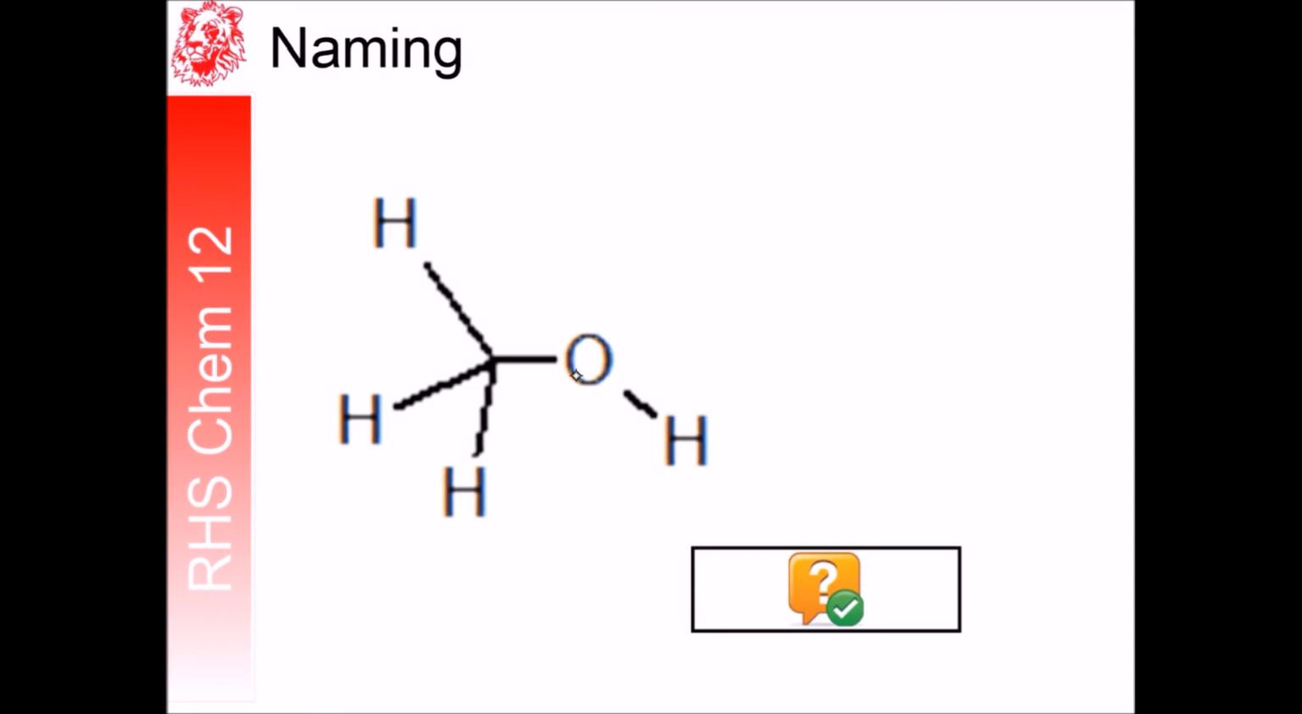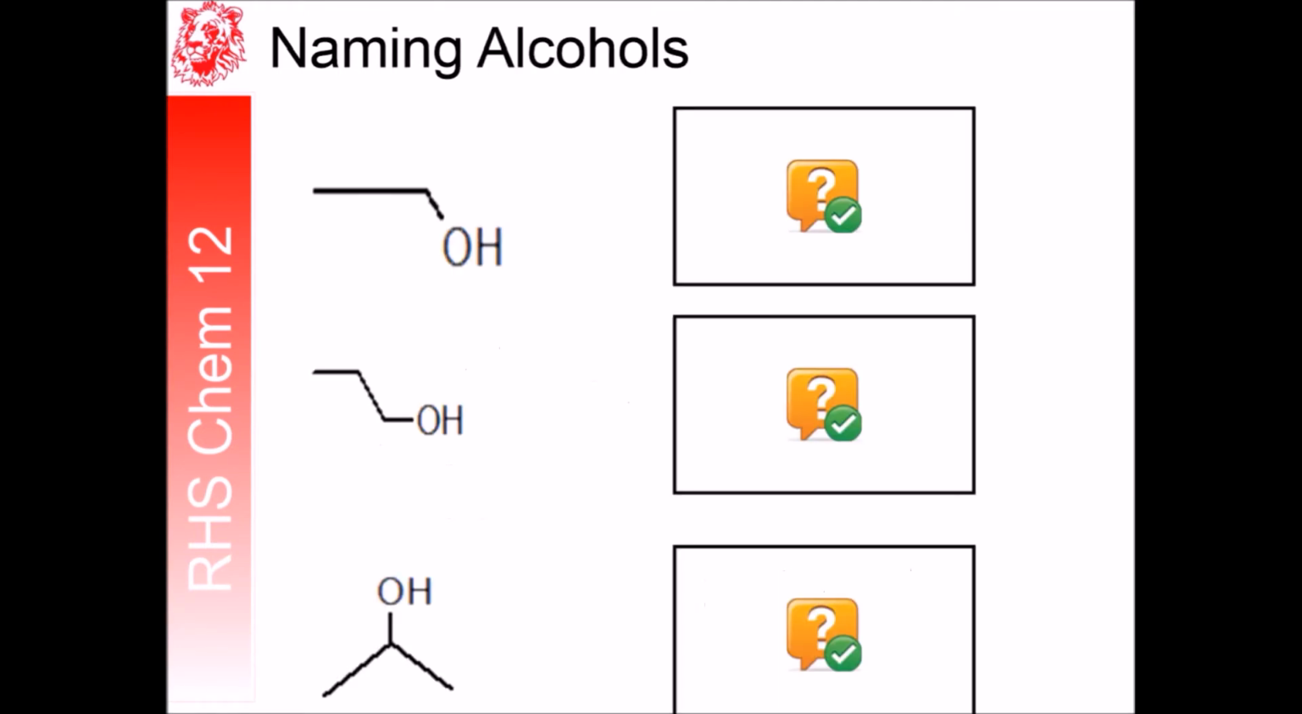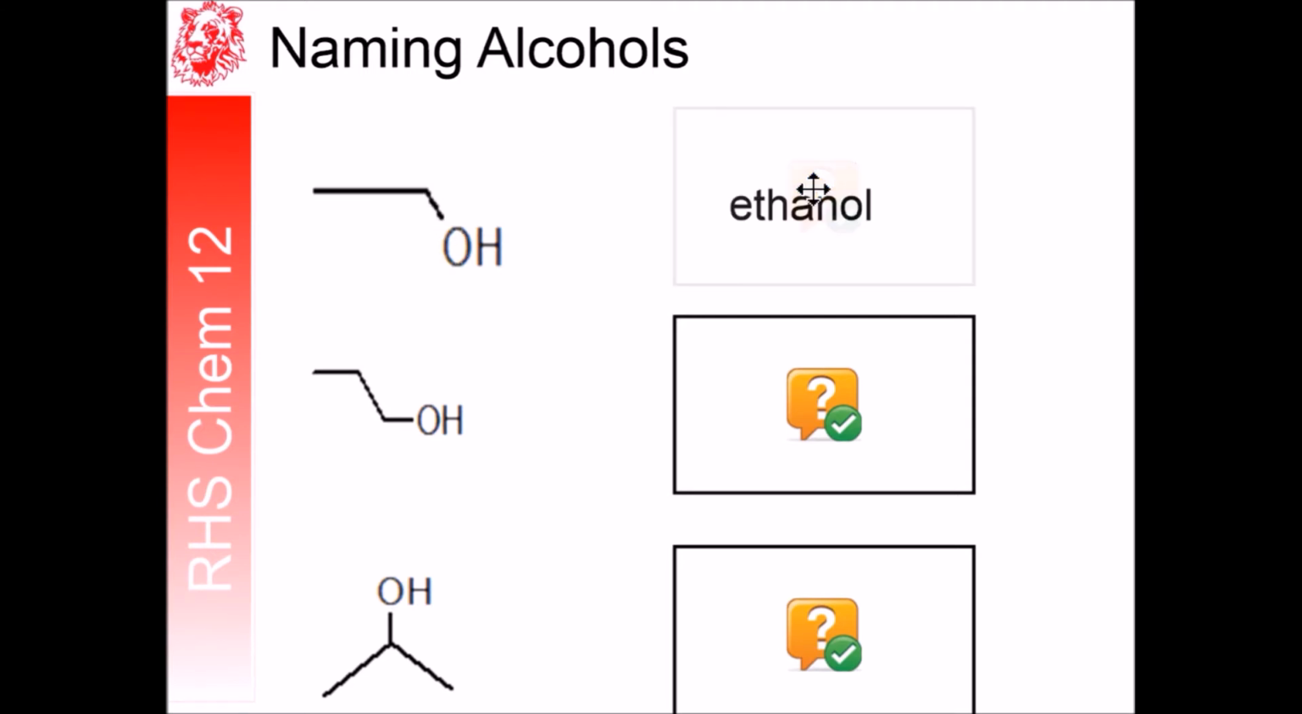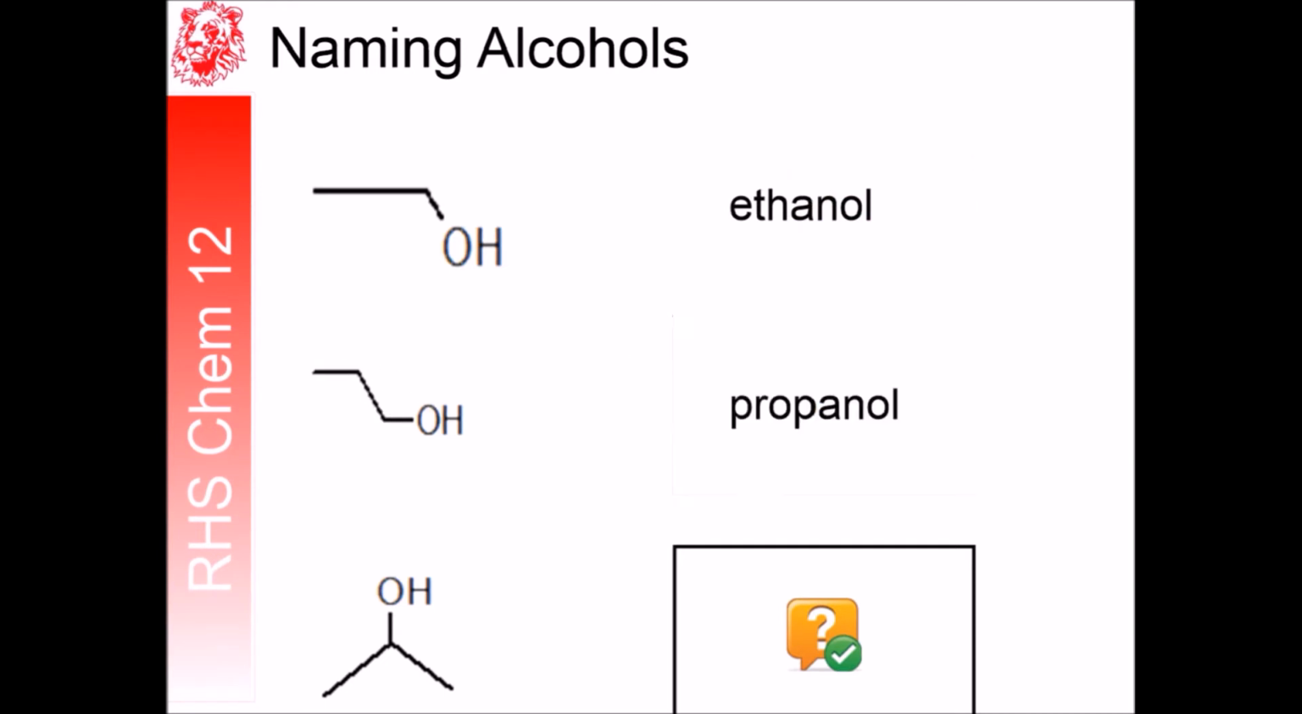If I'm naming this one, it's going to be 1 carbon, with an OH on it. Our prefix for 1 carbon is metha. This would normally be methane except for the OH, so we drop the E and add OL, and this is going to be methanol. Here we have 2 carbons with our OH, so 2 carbons is etha, and that's going to be simply ethanol. 1, 2, 3: this is going to be propanol.